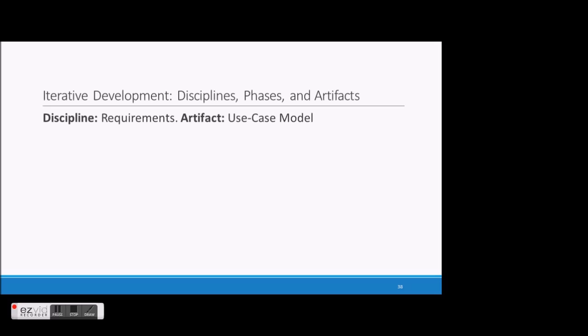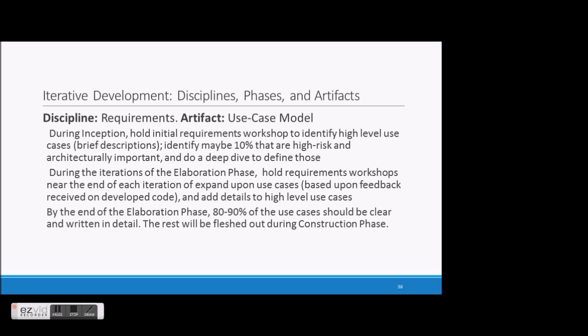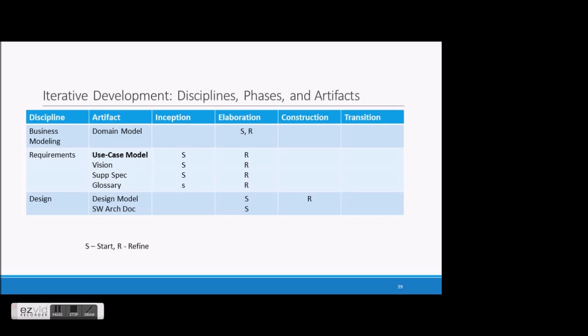This little picture here shows you some detail as to some of the artifacts and when they're started. So here are your disciplines right here: business modeling, requirements, and design. Here's an artifact, and here are your phases. Inception is that short phase in the beginning. Elaboration is probably 4 or 5 iterations. Construction is the majority of your iterations, and then transition is sort of the end where you deploy. Now, in business modeling, you have what's called the domain model. That's usually started and refined during elaboration. We haven't talked about domain modeling yet. We're going to spend a lot of time on that.